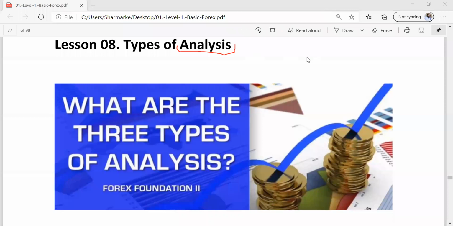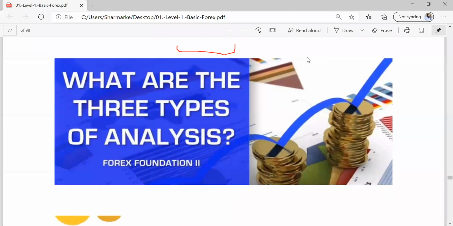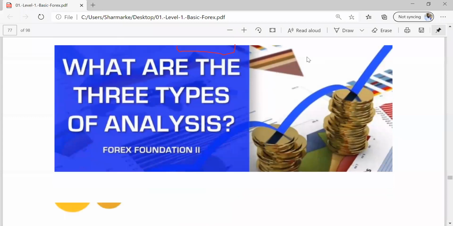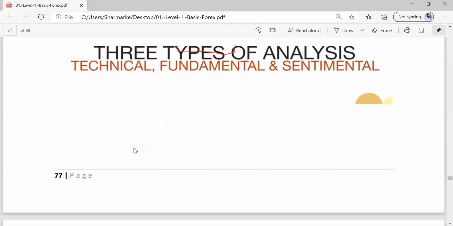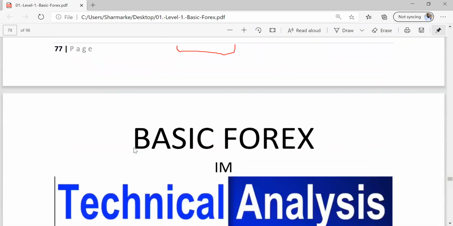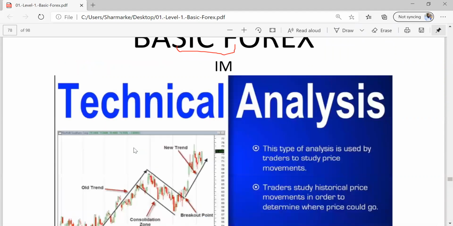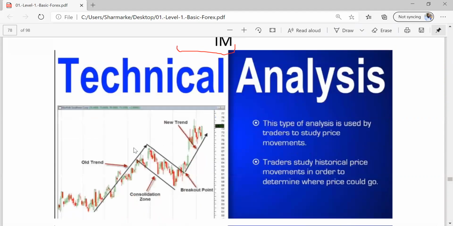There are 3 types of analysis in basic Forex. We are going to talk about them in depth so that everyone understands these 3 types. The first one is technical analysis, the second one is fundamental analysis, and the third one is sentimental analysis. So let's dive in and see the differences between these 3. We will start with technical analysis.